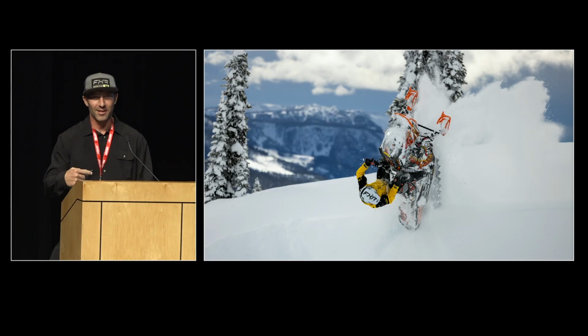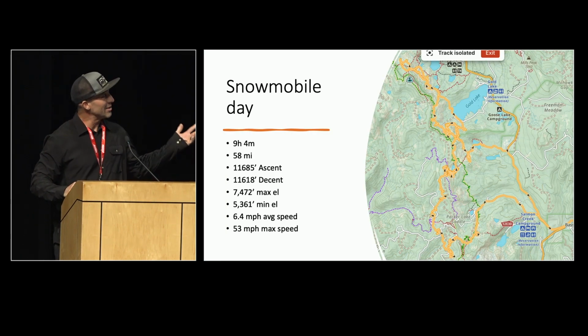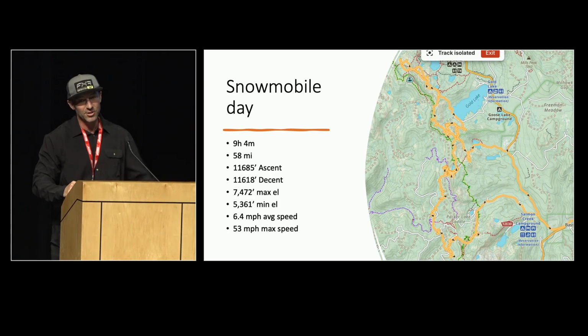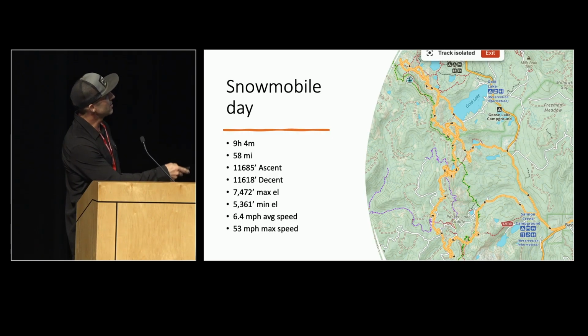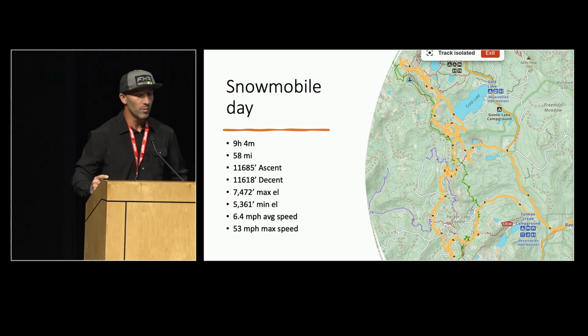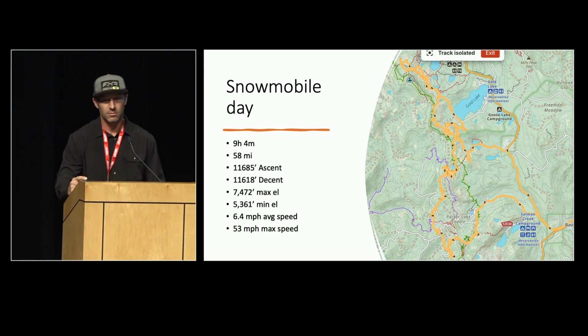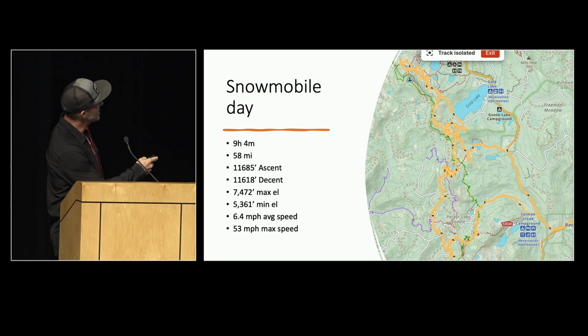Now, come sledding with me. Here's, I'd say, a pretty normal sled day. And as you can see, it's a full day. You can see the yellow-orange track here from my Gaia app tracking where we went. So 9 hours, pretty average, 58 miles, a ton of ascent and descent.